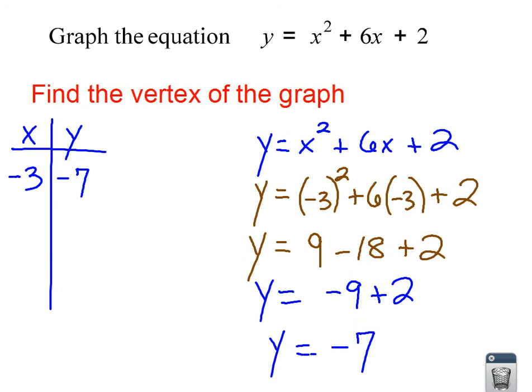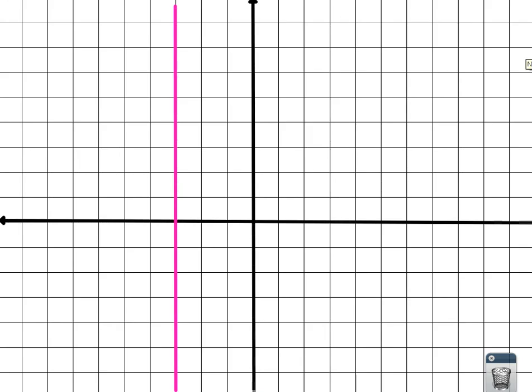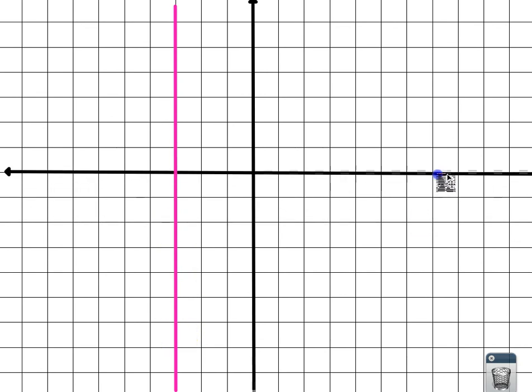All right, let's go to our graph and plot that -3, -7. So we go 1, 2, 3, 1, 2, 3, 4, 5, 6. Looks like I need to go up one more here. Let's go up a couple. Okay, so 1, 2, 3, 1, 2, 3, 4, 5, 6, 7, and there is the vertex.